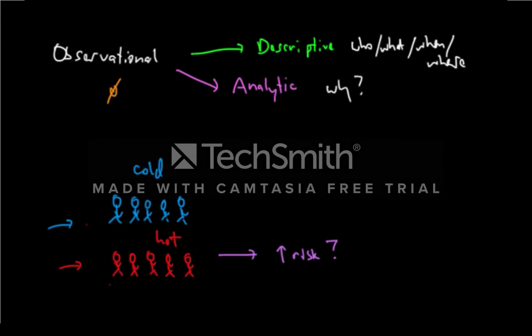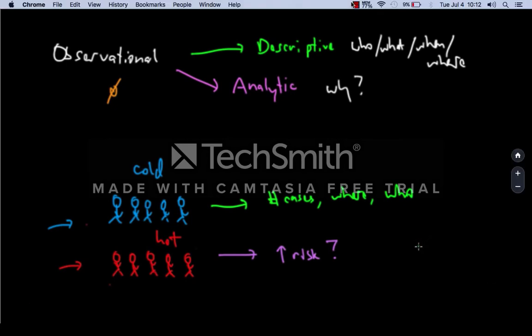So if we were to take, for example, this cold population and do a descriptive study, we might look for the number of cases of lung cancer that appear, or where they occur, or who they occur in, older people or younger people, for example. So it's a different type of question between a descriptive study and an analytic study. The British doctor study looked at who developed lung cancer, those who smoked or those who didn't.